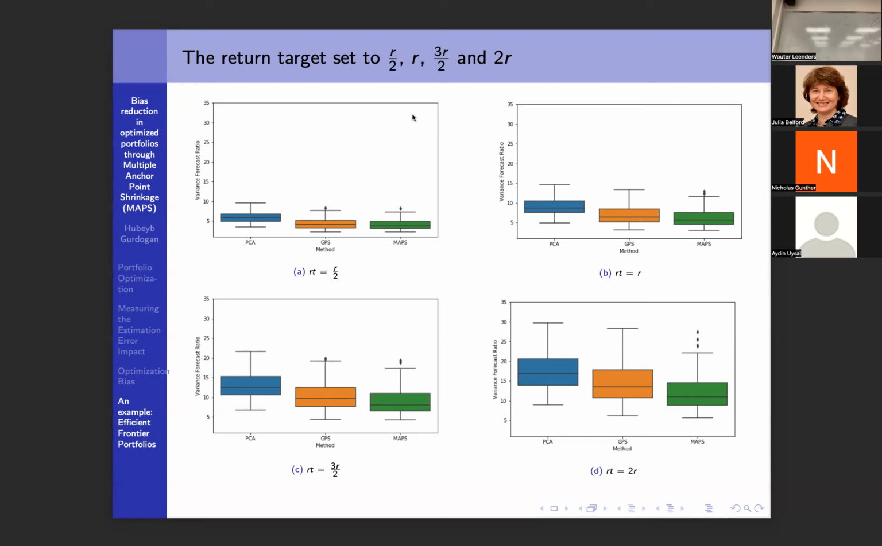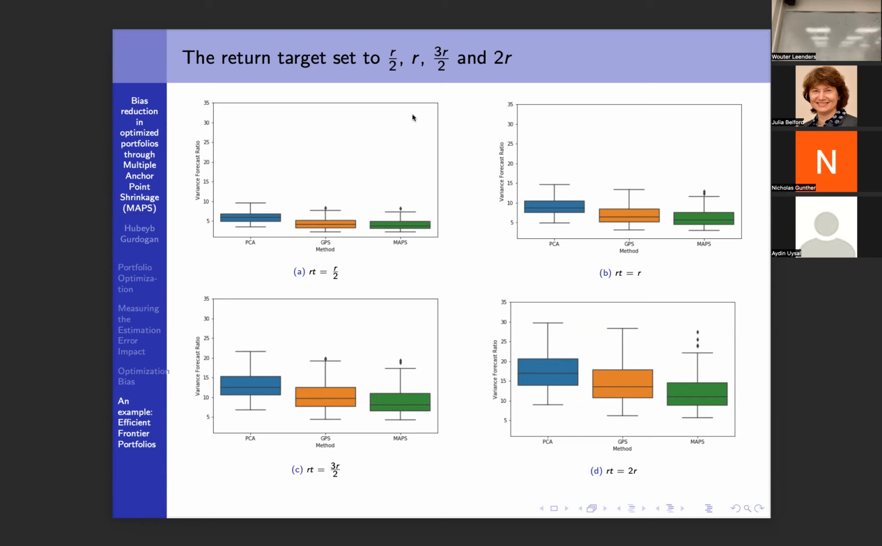The variance forecast ratio is growing as you increase the return target. If you aim for more, you will get more volatility, which is expected. And as you see, the MAPS method is doing better than the GPS method, because it's just killing one optimization bias associated with the first constraint. MAPS is doing better because it's killing both.